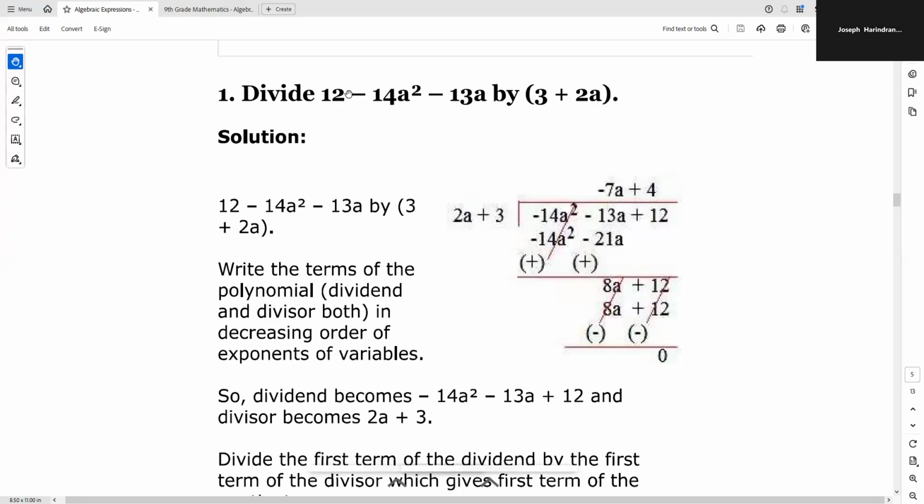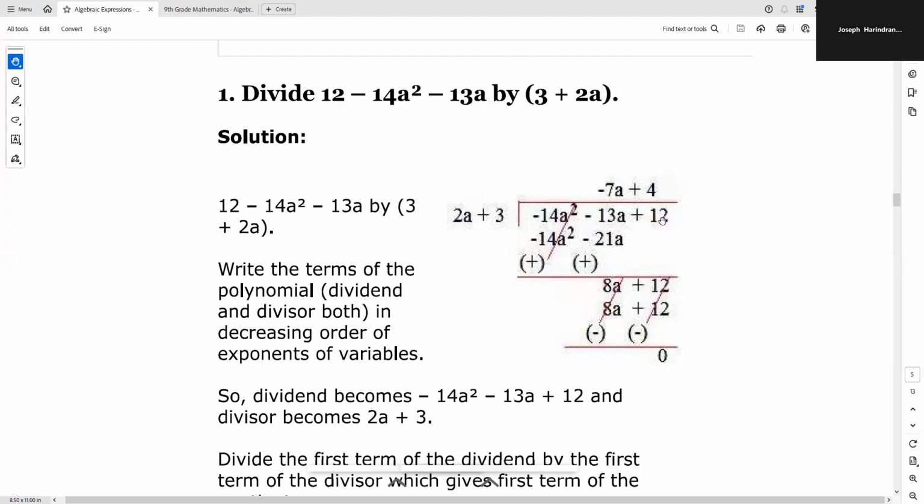So minus 14a squared. Look at this. It has been arranged from the highest power to the lowest power. 12 means actually 12 into a power 0. That's all. So it is decreasing: a power 2, a squared, a power 1, a power 0, like that. So the highest power should come first always. So the first step, in any polynomial or algebraic expression, is to arrange it in the decreasing order of the exponents of the variables. A is the variable here. So minus 14a squared minus 13a plus 12.